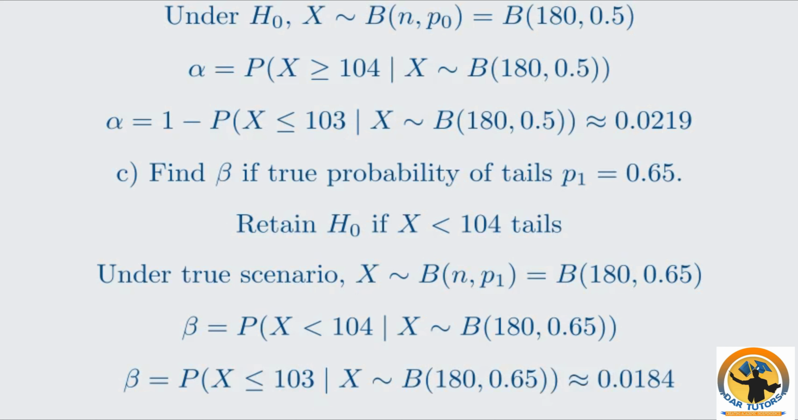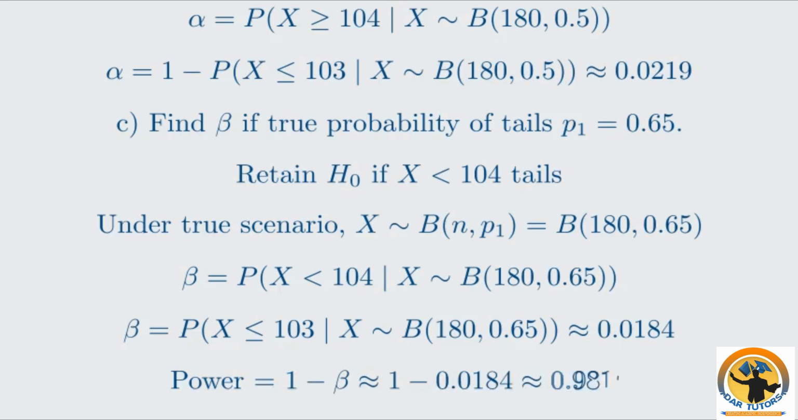This is the cumulative probability P(X ≤ 103). Using a binomial calculator, this is approximately 0.0184. This is the probability of a type 2 error. It's quite small in this case. The power of the test is 1 minus beta, which is 1 minus 0.0184. This gives a power of 0.9816, or about 98.16%. This is a very high power, which is excellent. It means this test is very likely to detect a genuine bias towards tails if the probability is 0.65.